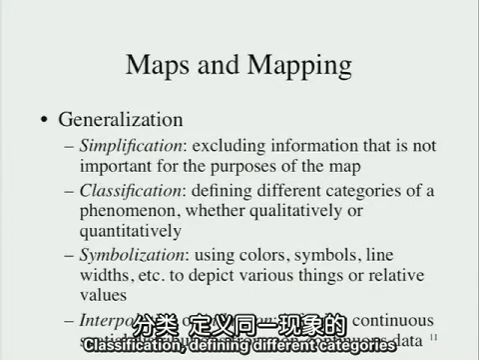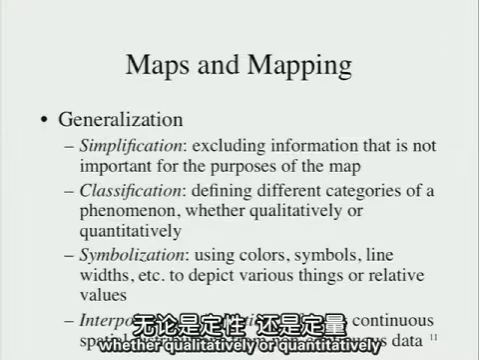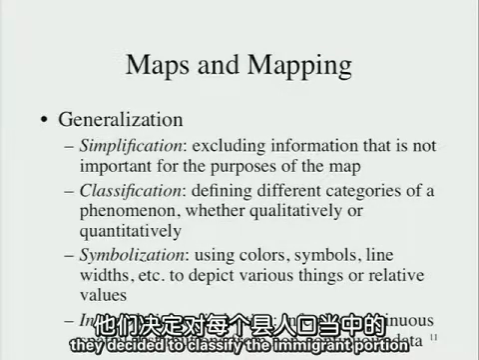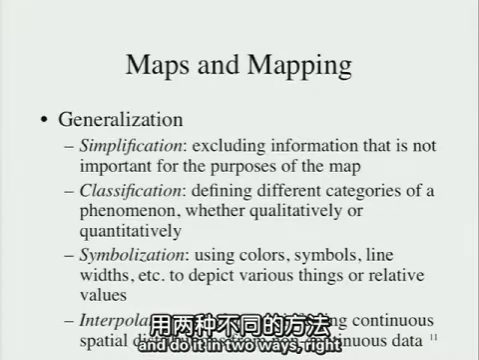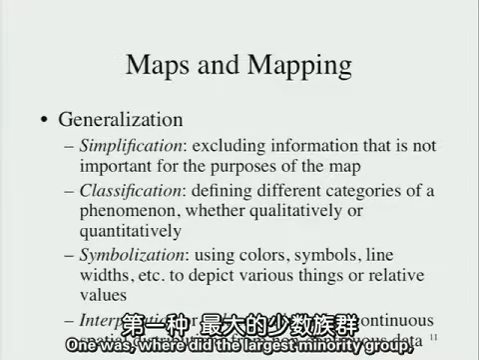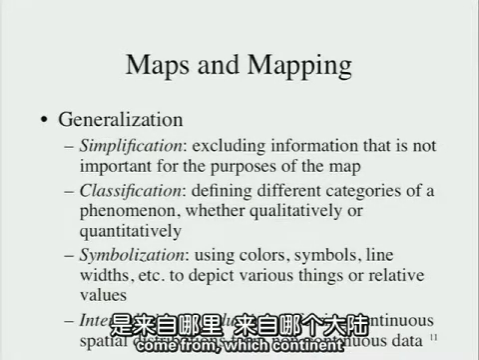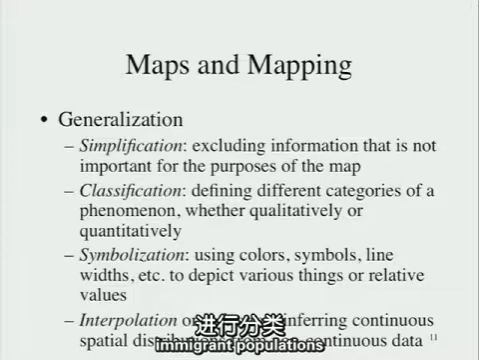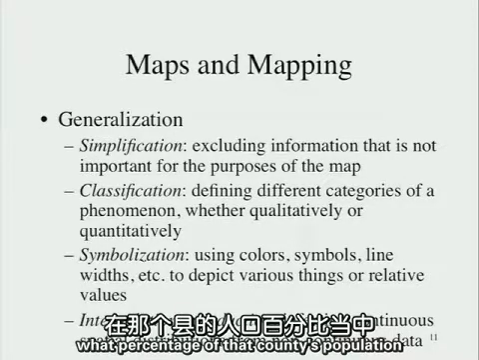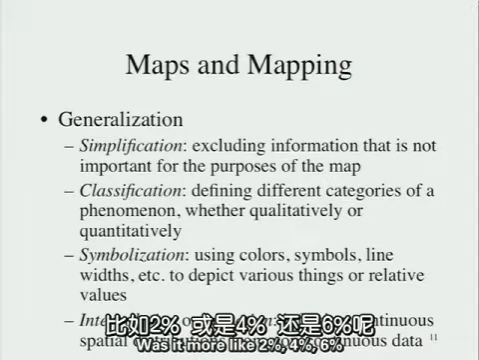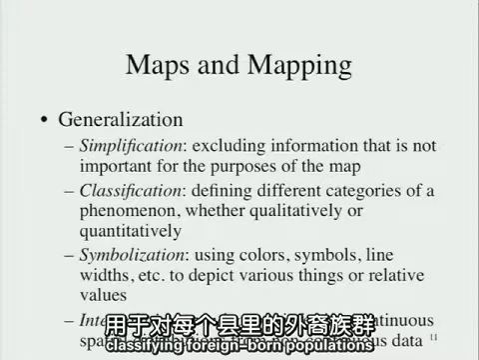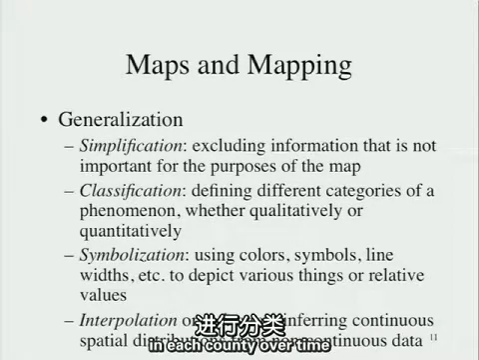Classification, defining different categories of a phenomenon, whether qualitatively or quantitatively. So in that map from the New York Times, for example, they decided to classify the immigrant portion of each county's population, and to do it in two ways, right? One was, where did the largest minority group, foreign-born minority group in a county come from? Which continent? So that's a qualitative way of classifying immigrant populations. And the other was quantitative. What percentage of that county's population did that group represent? Was it more like 2%, 4%, 6%? Those are two intersecting ways of classifying foreign-born populations in each county over time.